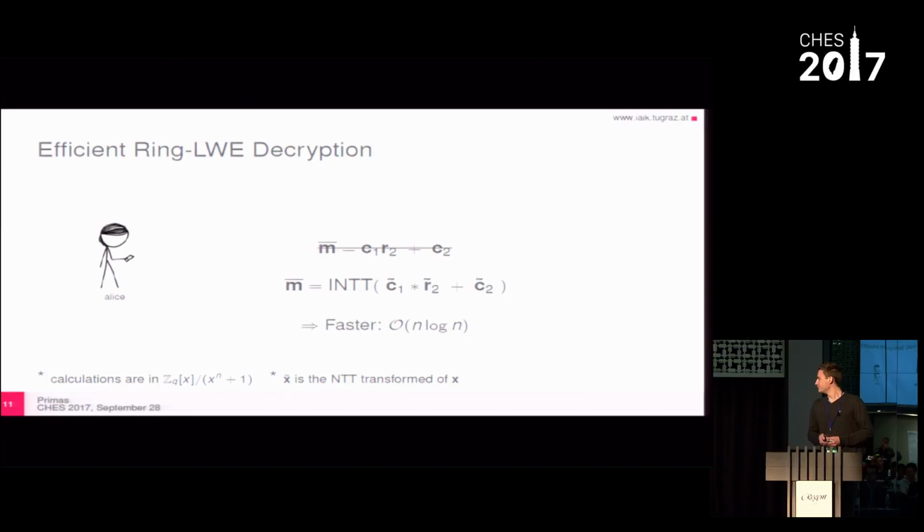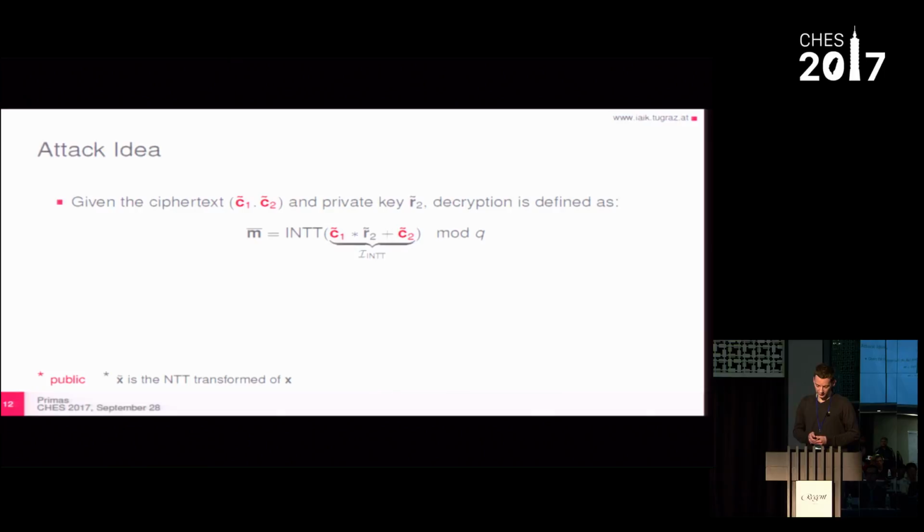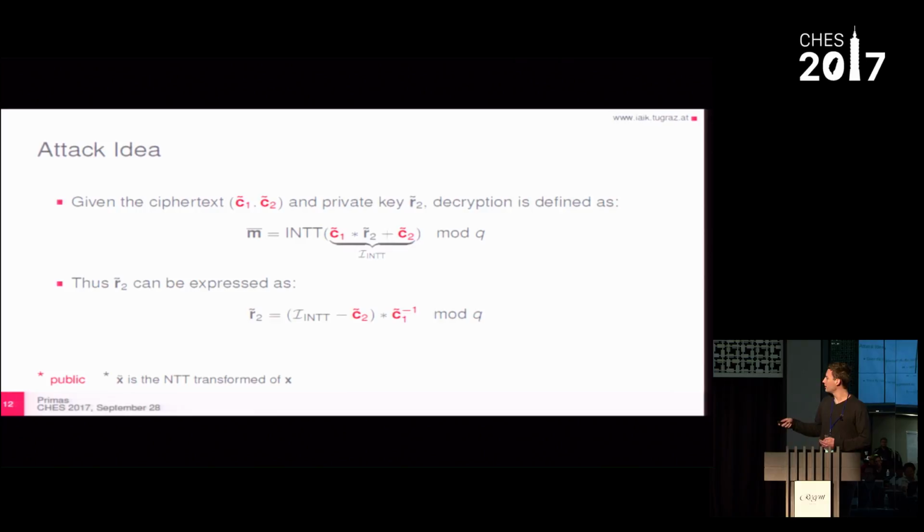OK, so now, if you look at the formula for the decryption, we can actually see that the input of this inverse NTT transformation is just a really simple combination of the ciphertext and the private key. So what we can do now is rewrite this equation. It's a really simple transformation, and we can express the private key as a combination of the ciphertext and the input of this inverse NTT transformation.